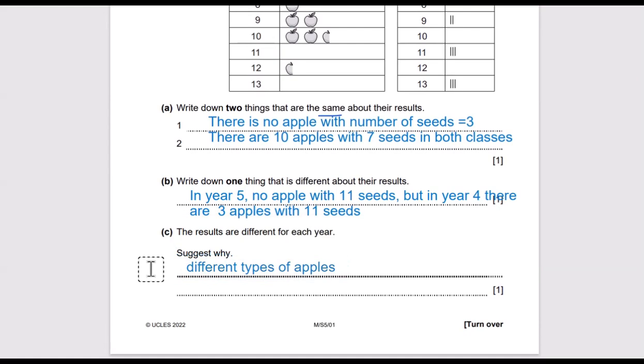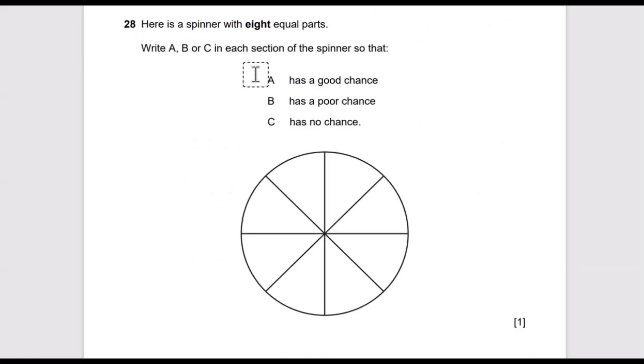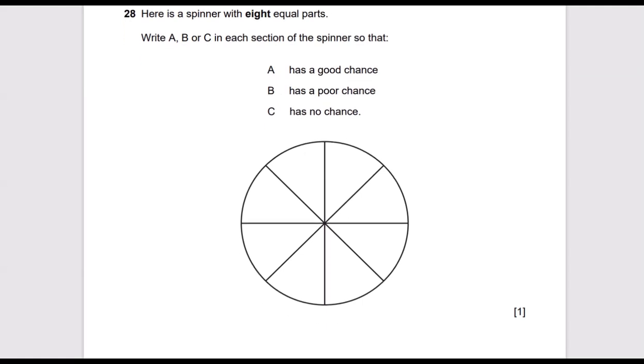All right, next let's move on to question 28. 28 is a spinner with 8 equal parts. Write A, B, C in a section so that A has a good chance, B has a poor chance, C has no chance. So C has no chance means we don't write any C. A good chance means we draw as much A as possible. So more than half. 8 means more than half is 4, so we write 5. Let's say 5 or 6.